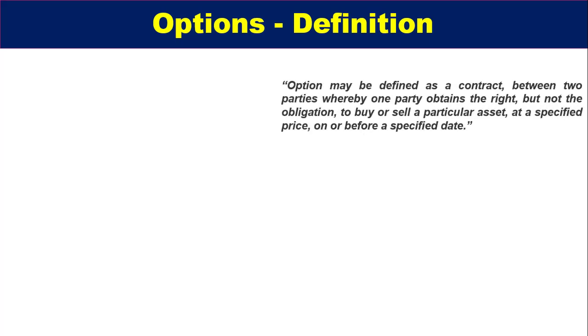First of all, we will be discussing the definition of option. What is the textbook definition of option? So that the thing will be clearer. Options may be defined as a contract between two parties whereby one party obtains the right but not the obligation to buy or sell a particular asset at a specified price on or before a specified date.